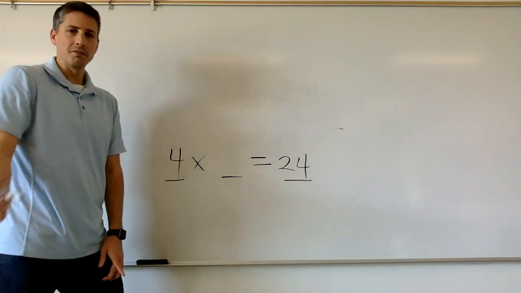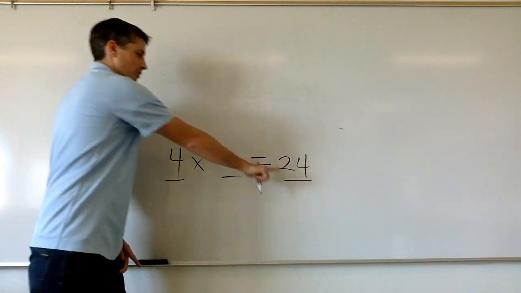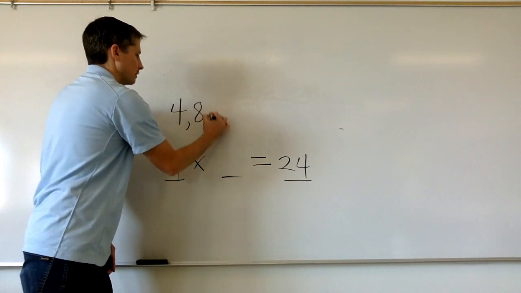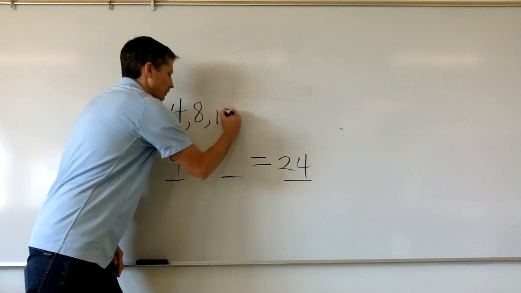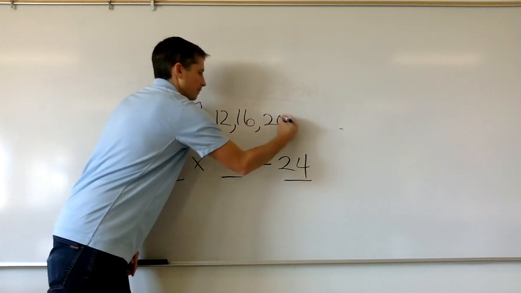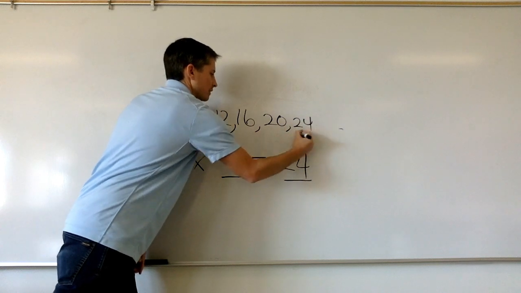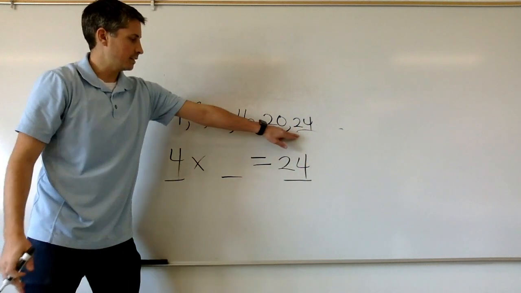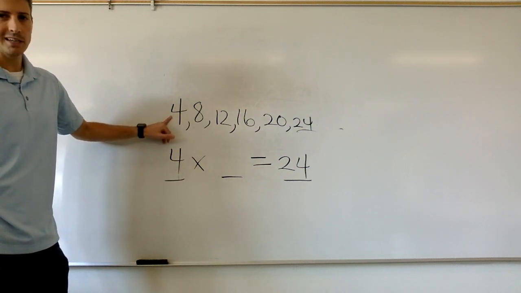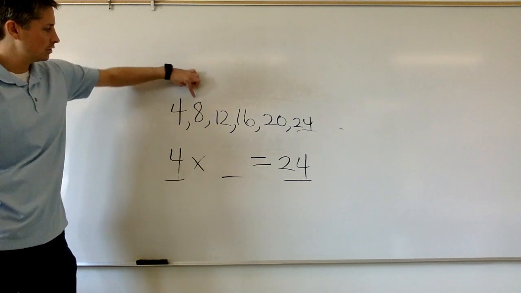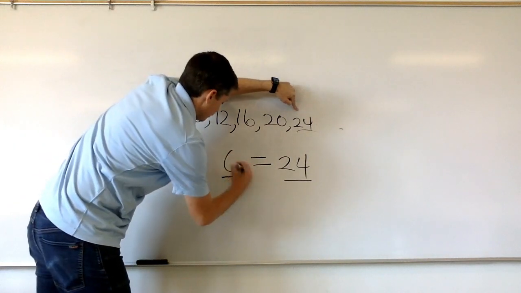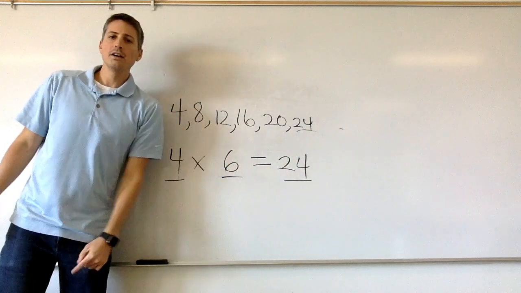So I'm going to count by 4 until I get to 24. 4 plus 4 is 8. 8 plus 4 is 12. 12 plus 4 is 16, plus 4 is 20, plus 4 is 24, stop. I see that I got to 24, counting by 4s, so now I'm going to see how many times I counted by 4. 1, 2, 3, 4, 5, and 6. So 6 would be our missing factor.